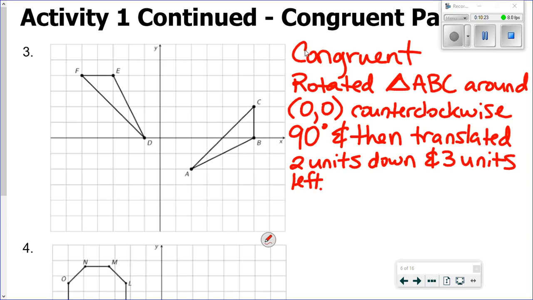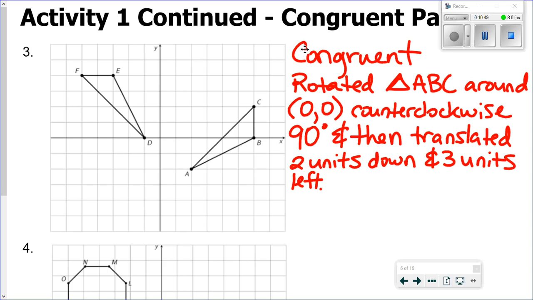After doing so, we could say that triangle ABC matches up perfectly with triangle DEF. If you did not use these specific rigid transformations, go ahead and pause the video now and test them. Make sure they work according to what I have written here. Add to your notes if need be.